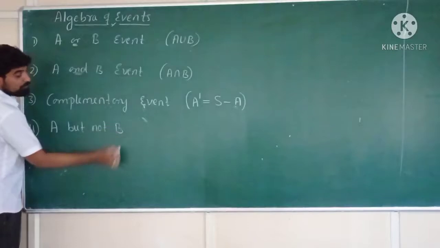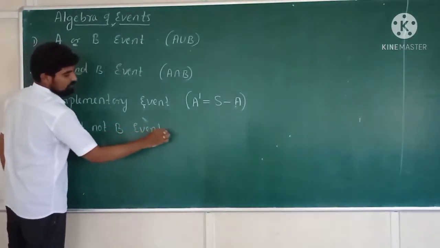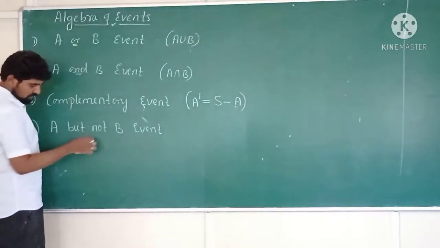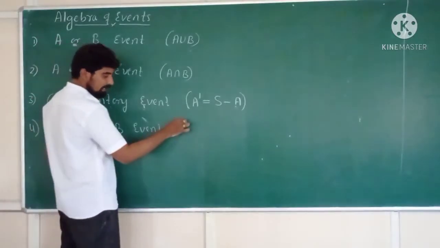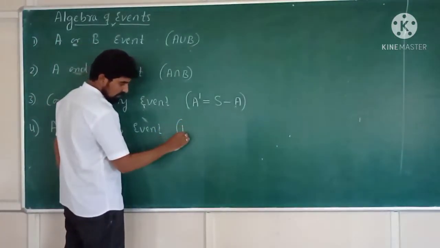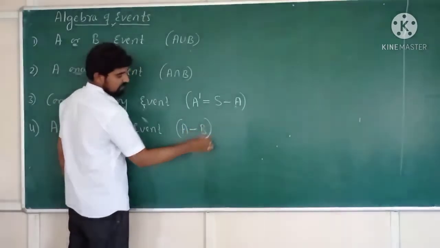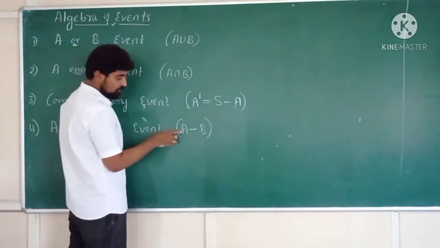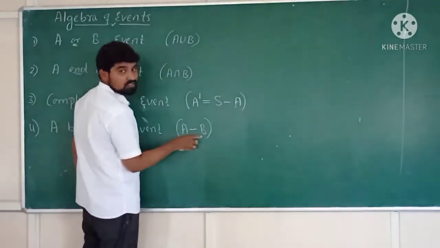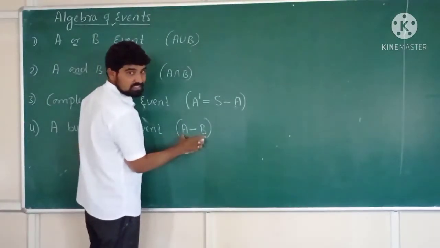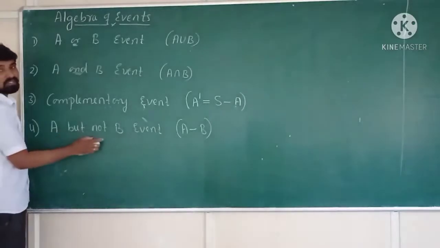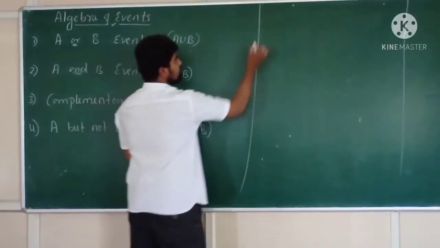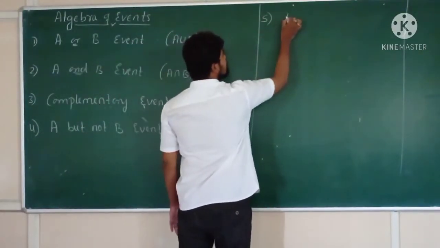And now the fourth one is A but not B event. A but not B event means all the elements that belong to the event A but do not belong to the event B, denoted by A minus B. A minus B means all the elements or outcomes or results that belong to the event A but do not belong to the event B. This is the mathematical representation of the event A but not B. I hope all of you understand. Now the fifth one is mutually exclusive events.